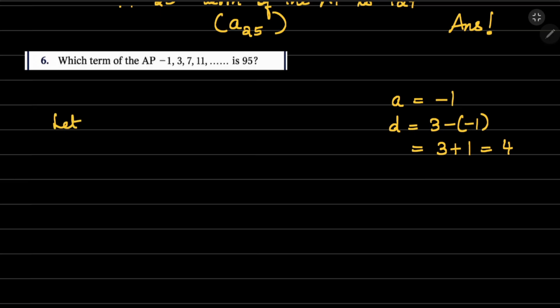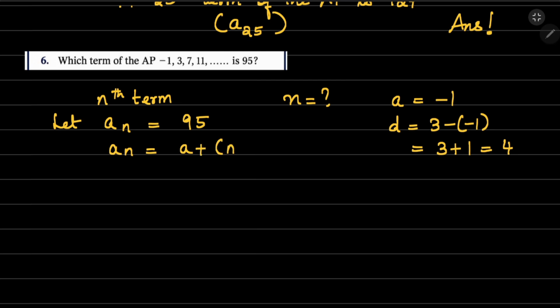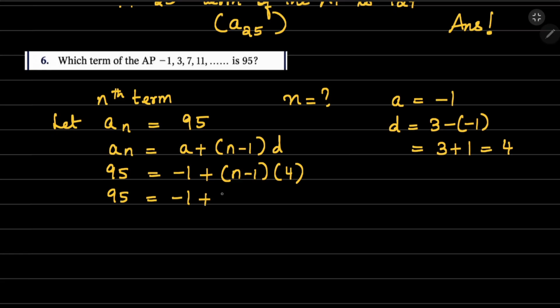So write down, let an be equal to the nth term. An is nothing but the nth term, be equal to 95. You have to find what is your n. Okay, so the formula is an equal to a plus n minus 1 into d. Just substitute all the values. 95 is equal to a is minus 1 plus n minus 1 into d is 4. So 95 is equal to minus 1 plus 4n minus 4.